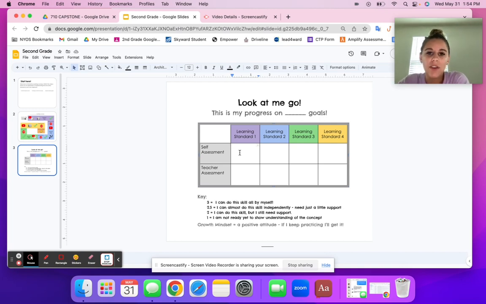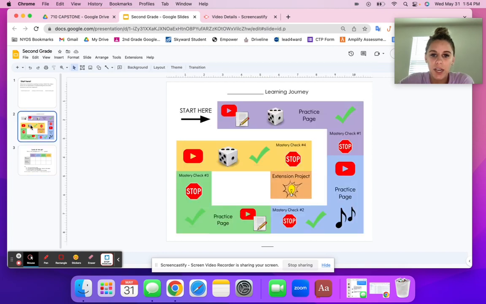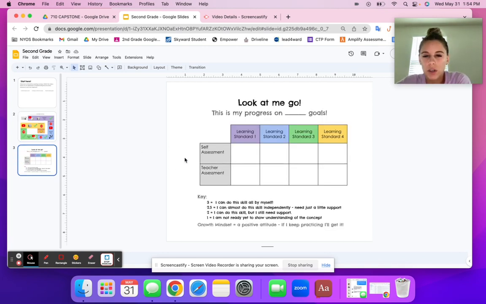So let's go back to the fractions example. If the first learning standard was about just partitioning shapes into equal parts, they would think through the tasks that they did. So they had a video with guided notes, they did a game and a practice page, and they had to check all of that work before they did their mastery checks. So we're talking about 4 different pieces of evidence that they have to think through their level of understanding.